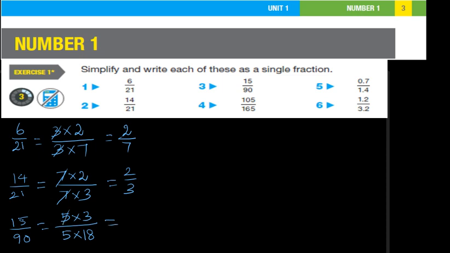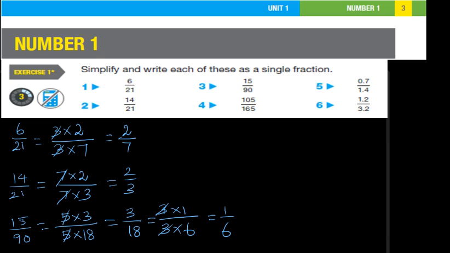So we can cancel this 3 and 3. The balance is 3 by 18. Now both the numbers are also available in the third table, so we write 3 as 3 into 1, and 18 as 3 into 6. We can also cancel this 3 and 3. The simplest form is 1 by 6. We have to simplify until there is no common divisor of the numerator and the denominator except 1. So 15 by 90 can be written as 1 by 6.